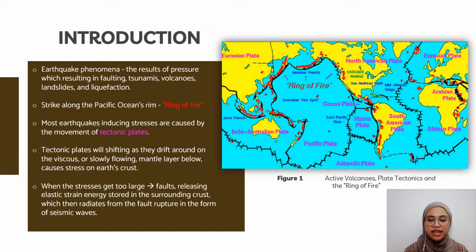Tectonic plates shift as they drift around on the viscous, slowly flowing mantle layer below, causing a tremendous amount of stress on Earth's crust. When the stresses get too large, a system of faults forms between the plates. A tremendous amount of stress can build up. The stress is then immediately relieved by huge vibrations known as seismic waves.